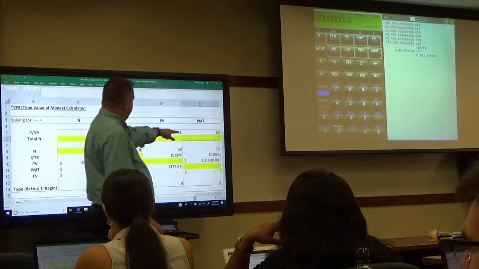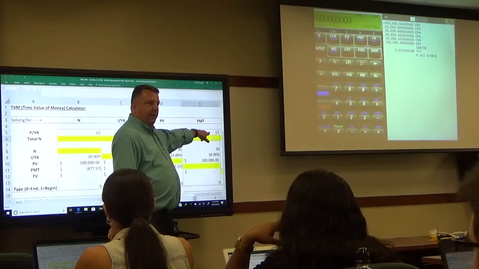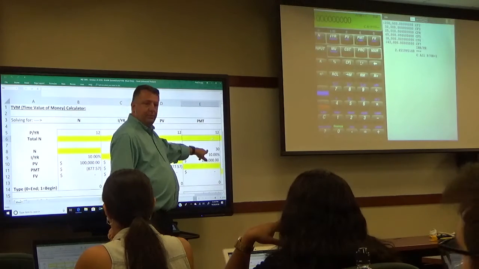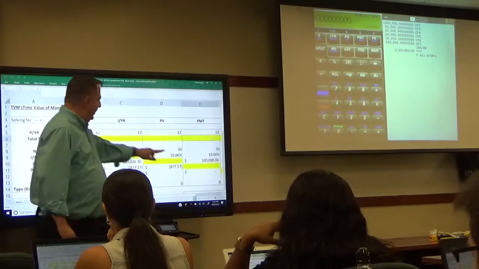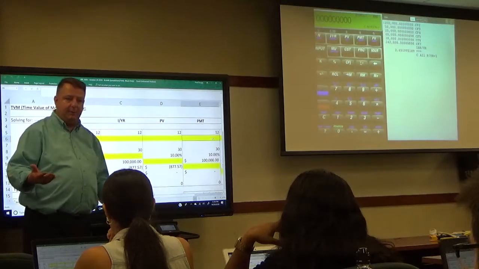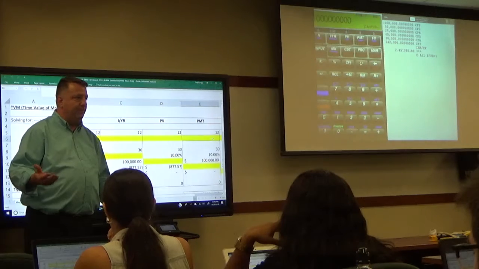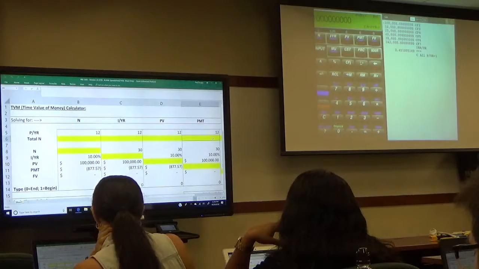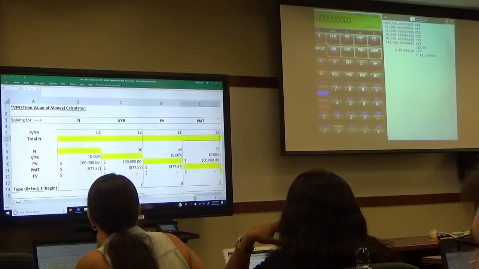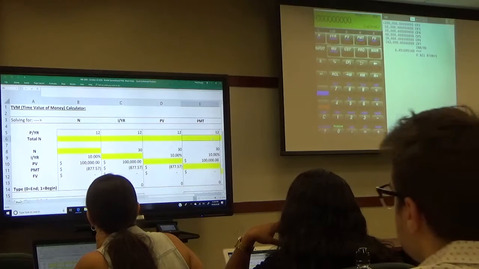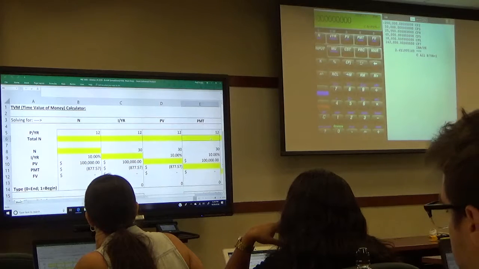12 times 30. 12 payments per year times 30 years, or 360 months, okay? Everybody with me? All right, so all we're going to do, and everybody has their own way of doing this, I'm just going to do equal, oh, hello, why is it not showing up?